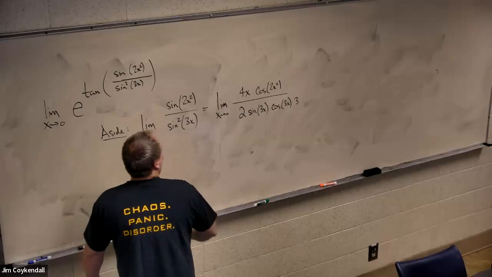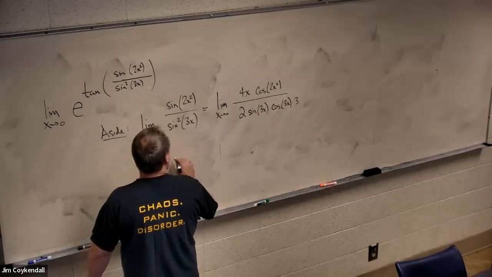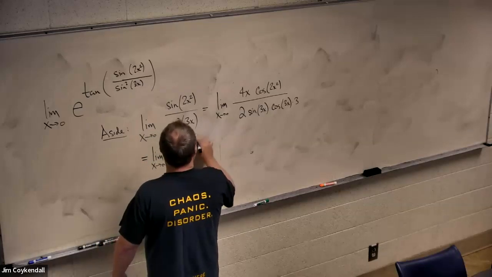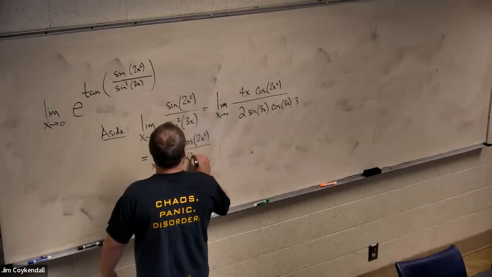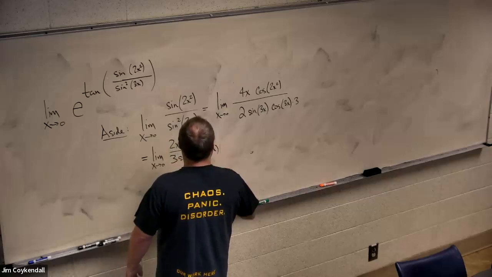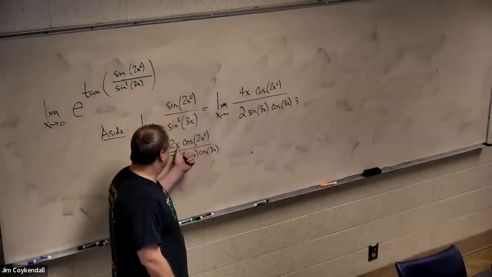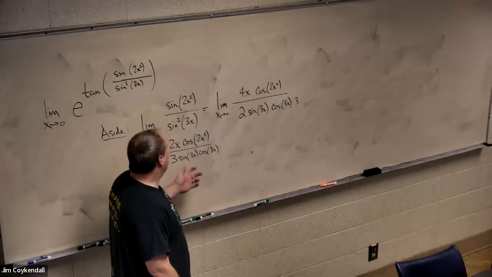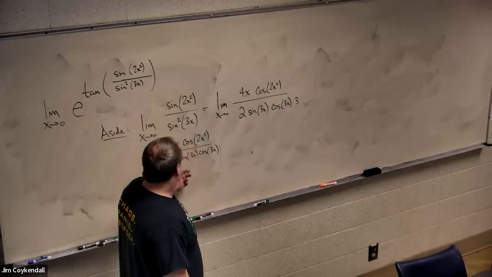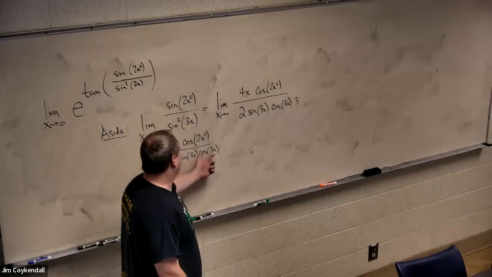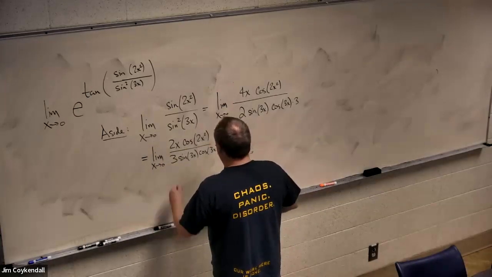I will cancel this down to 2. So this limit as x goes to 0 is 2x cosine 2x squared over 3 sine 3x cosine 3x. Now, again, you just plug it in, it's 0 over 0, right? But what are my offenders? The 2x is an offender, it's a 0. The sine of 3x is an offender because that's a 0, but the cosine is not. So let's do this. Let me put the offenders together.